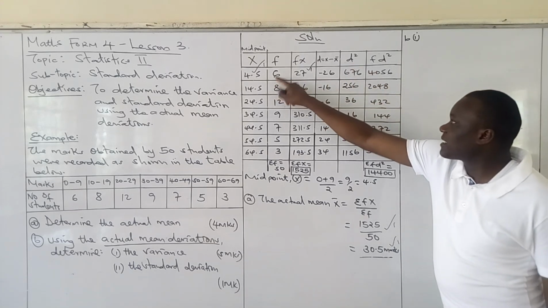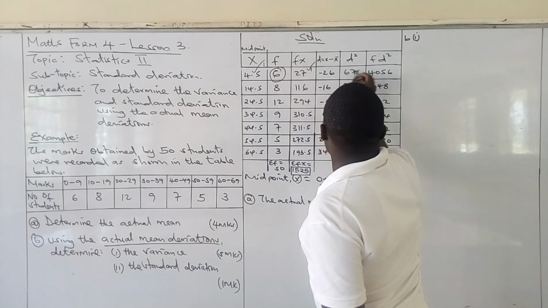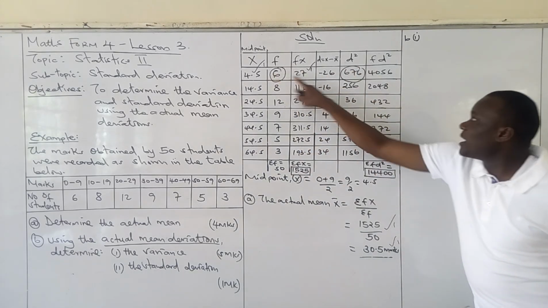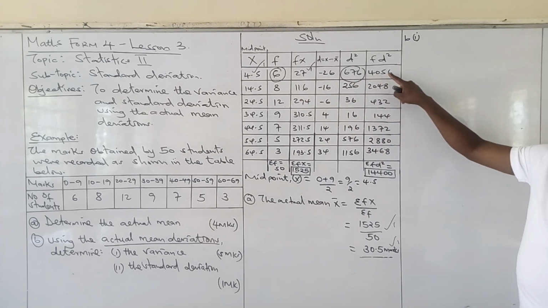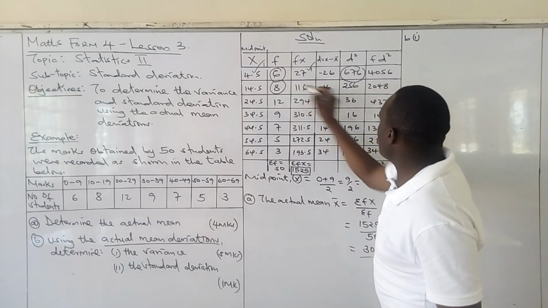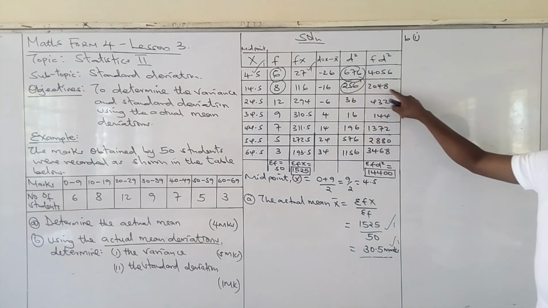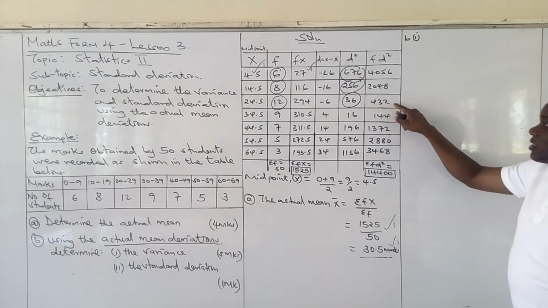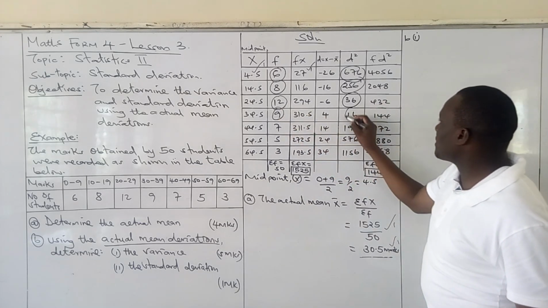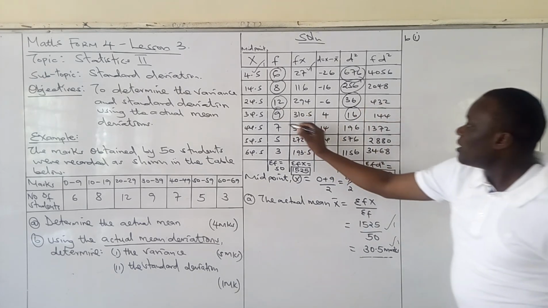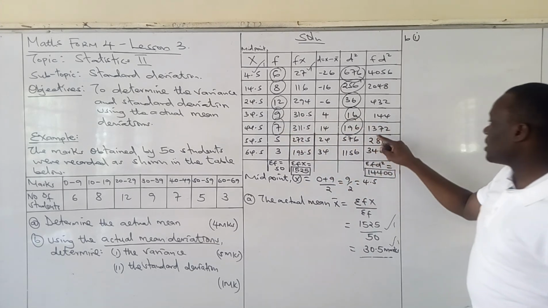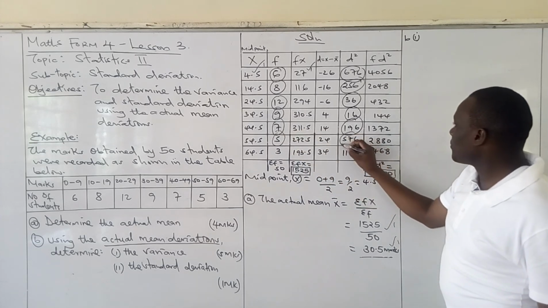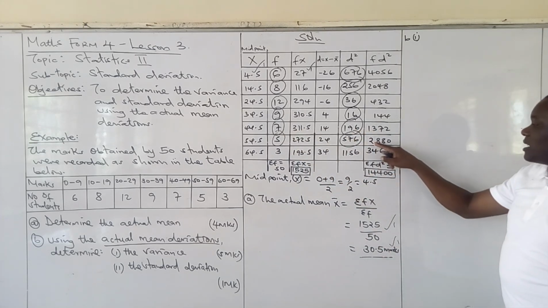From there now we take the frequency, we multiply it by the deviation squared. So I've taken this 6, I've multiplied it by 676. When you multiply these two, you obtain 4056. Next you take 8 times 256, you get 2048. Next you take 12 times 36, which gives you 102. Next is 9 times 16, which gives you 144. 7 times 196, it will give you 1372. Then 5 times 576, it will give you 2880.